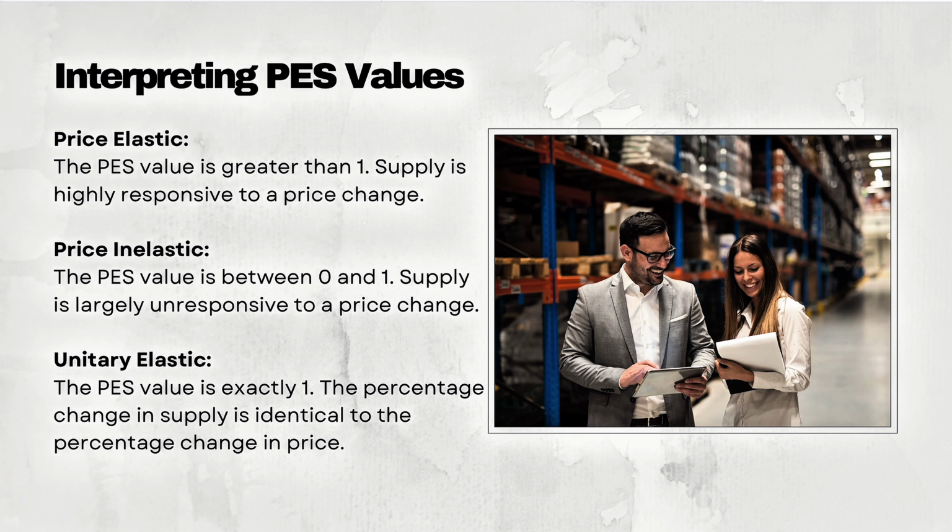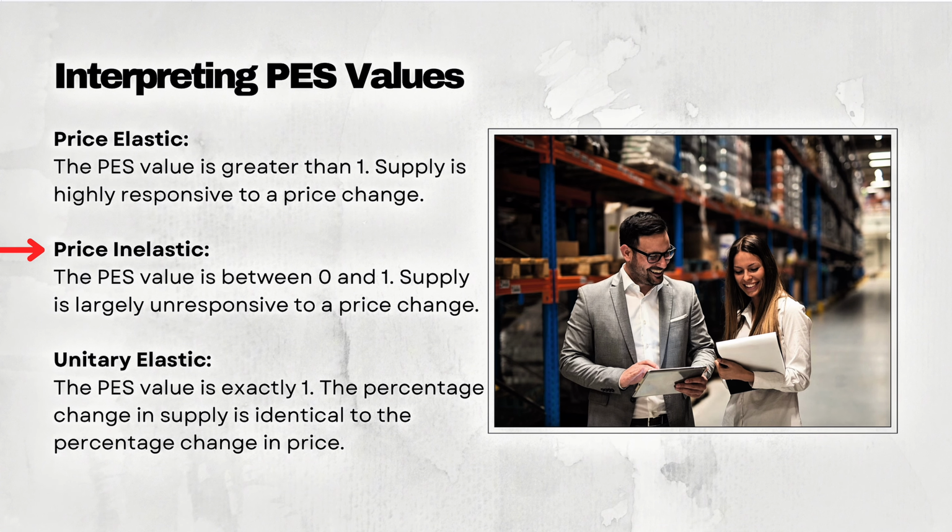So moving on to interpreting PES values. In the case for price elastic, the PES value is greater than 1. This means that supply is highly responsive to a change in price. So for example, if the PES value was 4, this means every 1% change in price will result in a 4% change in quantity supplied. Examples of price elastic products will be books, pens, toothpicks, birthday cards, and many more.